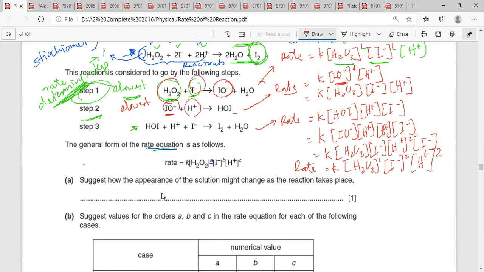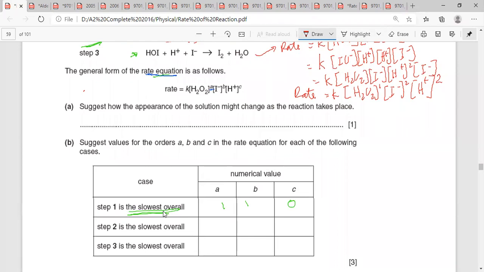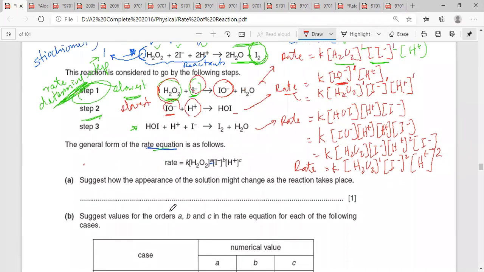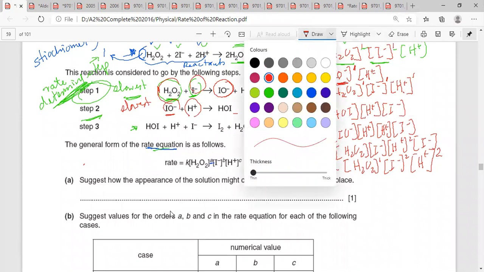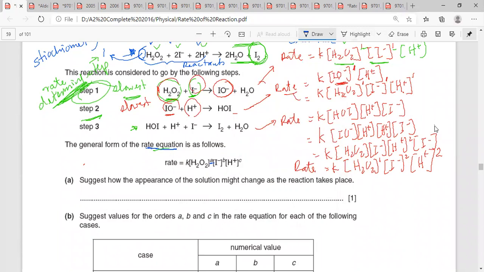So I must now convert IO minus to H2O2 power 1. Why power 1? Because 1 here. And I minus power 1. Okay? So now all these three, I must put the H plus here. So all these three are reagents. Okay, so now this becomes the rate law. So 1, 1, and 1. Now if the third step here is the slowest, put blue color. Okay, blue color here. Third step here. Okay, slowest step.